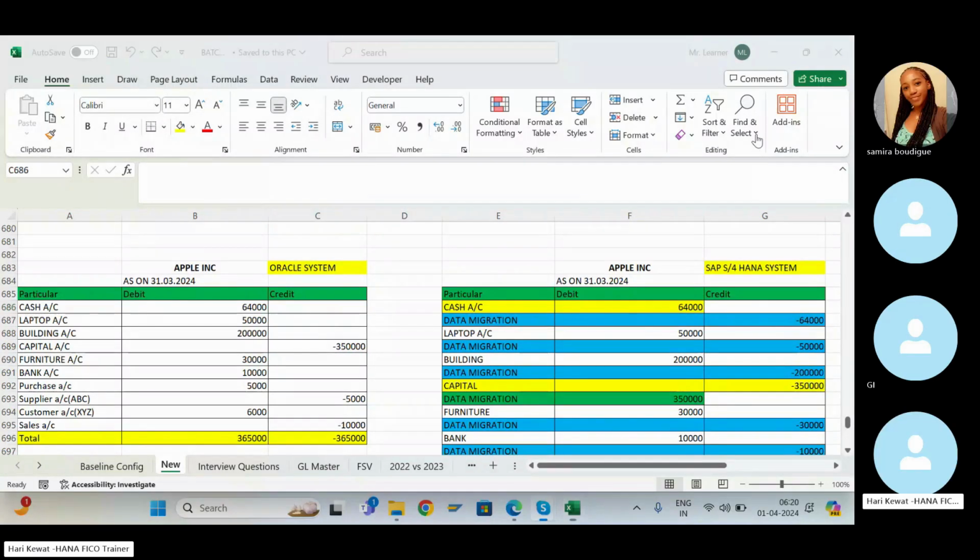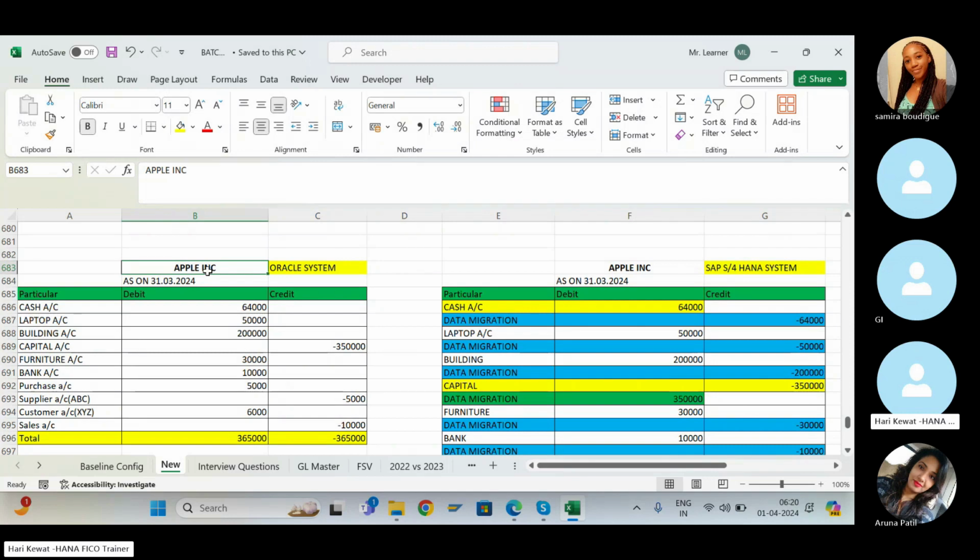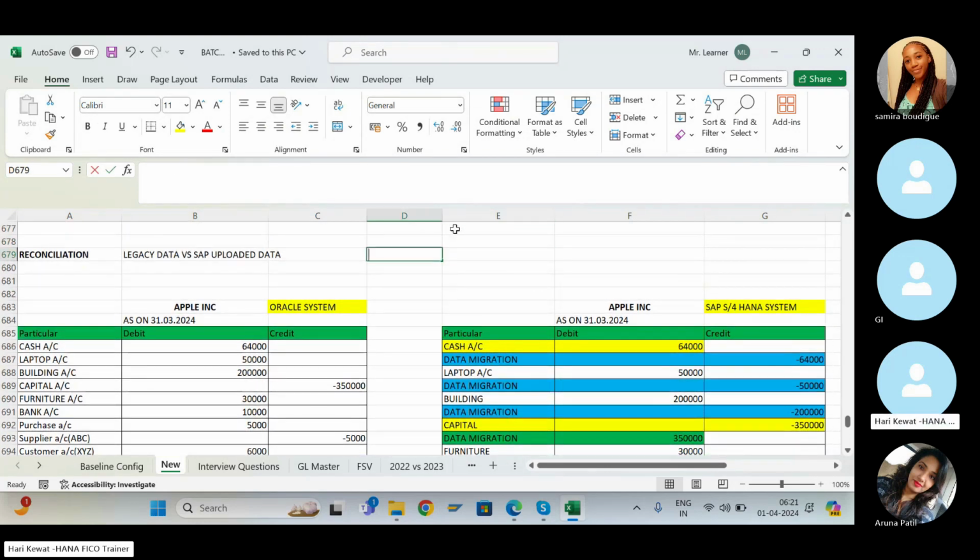Okay, sir, thank you. So in yesterday's class, the last class, we have seen how to migrate the transactional data from the legacy system to the S4 HANA system. We have taken an example: if the client is going live on 1st April 2024, let's say the client's planned go-live date.